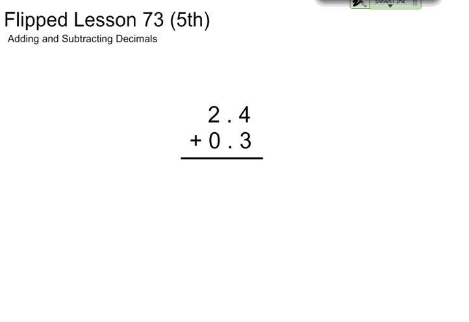So once we have everything lined up, the next thing to do is to take our decimal and put it straight down into the answer, because that's where it's going to appear in our answer. Now that we've taken care of the decimal, we can add our digits together. 4 plus 3 equals 7. 2 plus 0 equals 2. And just like that, we've added these two decimals together to get an answer of 2 and 7/10.